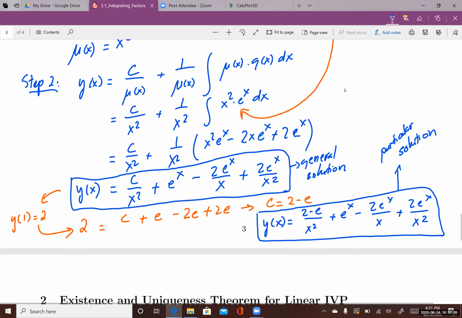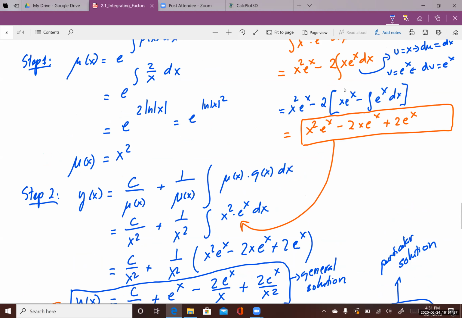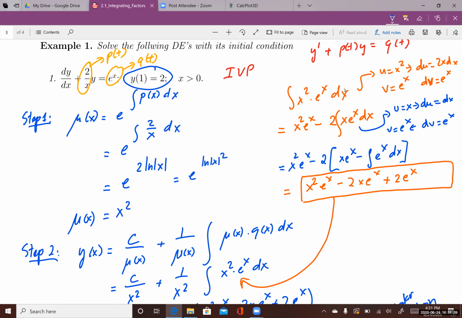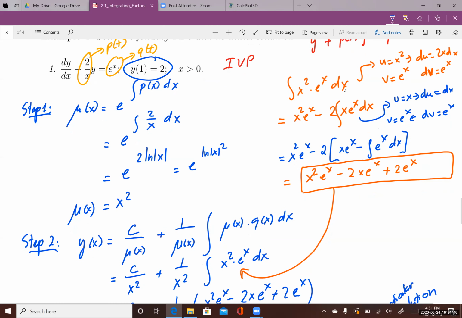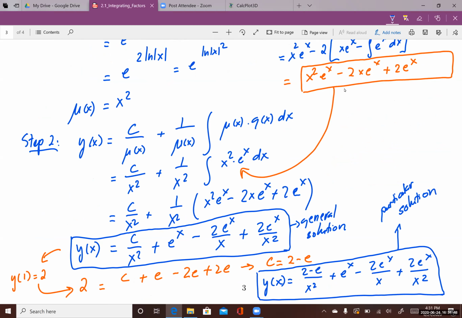All right, so I just showed you how to use integrating factors to solve a linear first order differential equation, and you can find general solutions and you can find particular solutions using one initial point.